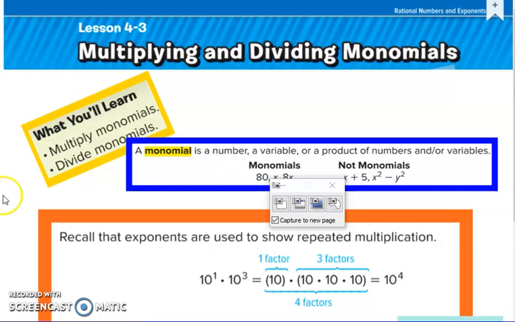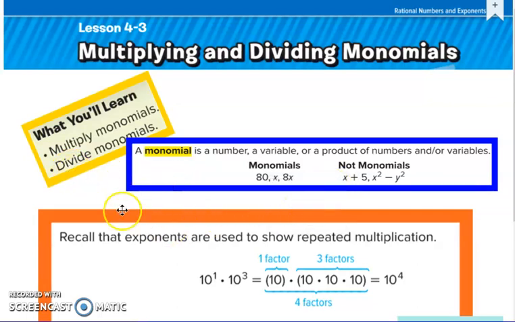Hey everybody, we're going to learn about monomials today. We're going to be multiplying them. We'll divide another day, okay? But we're going to be multiplying them. But what exactly is a monomial?